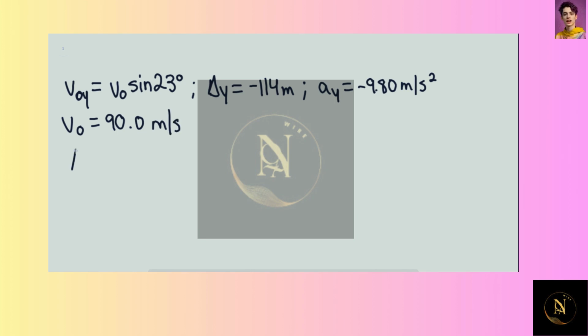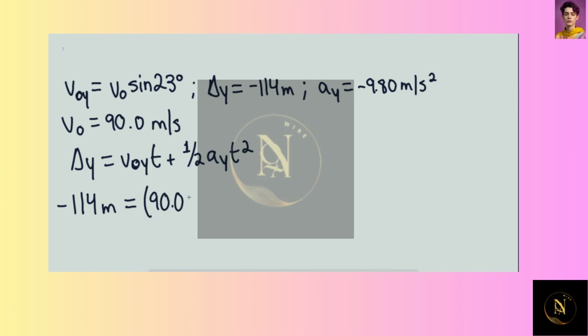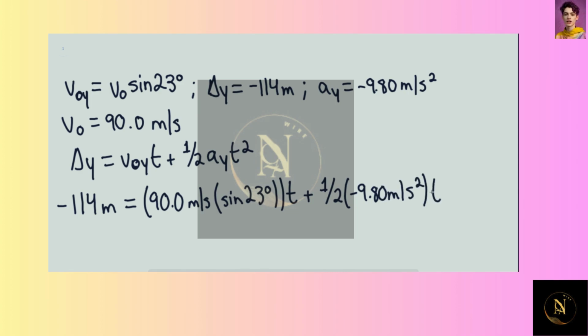So we can say that we use kinematics, delta y equals v initial y times t plus 1/2 a y t squared. And we can say that negative 114 meters is going to be equal to 90.0 meters per second multiplied by sine of 23 degrees times t, and then plus 1/2 times negative 9.80 meters per second squared times t squared.